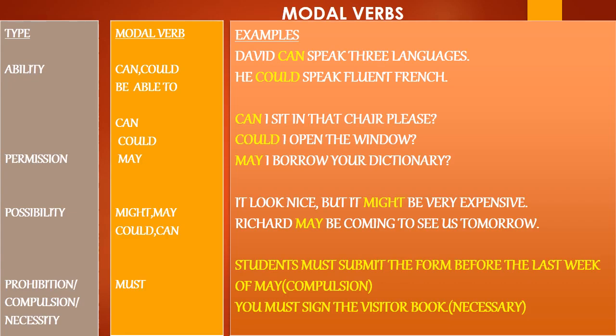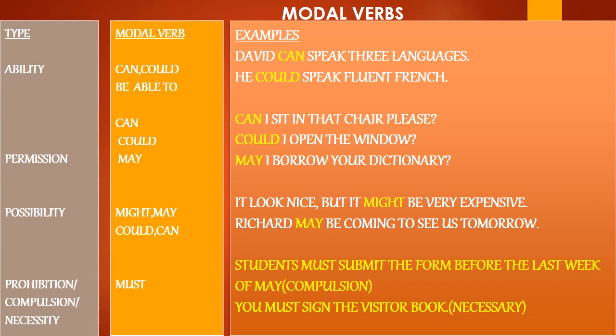The next is may. May I borrow your dictionary? May is used for seeking permission in formal manner. And can is used for informal manner. Next is possibility. For possibility we use may, might, can, could. So examples. It looks nice but it might be very expensive. Next, Richard may be coming to see us tomorrow. So there is possibility of coming.